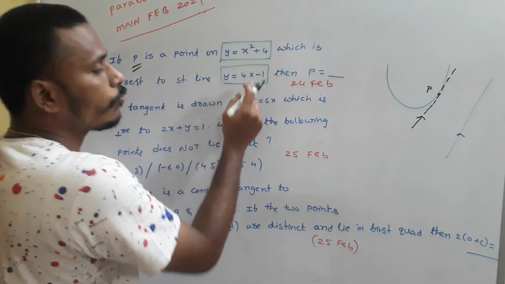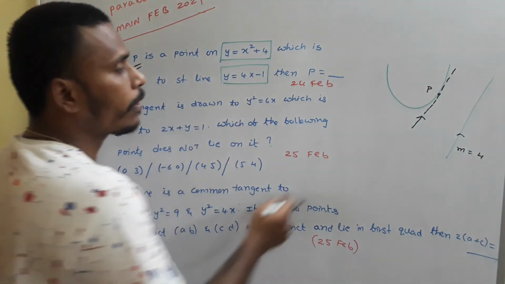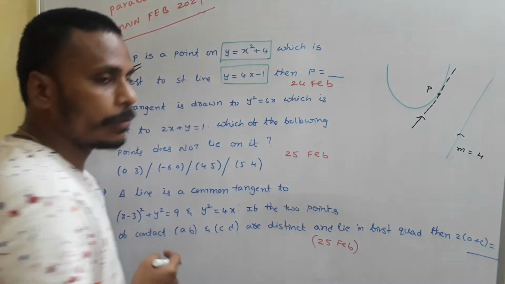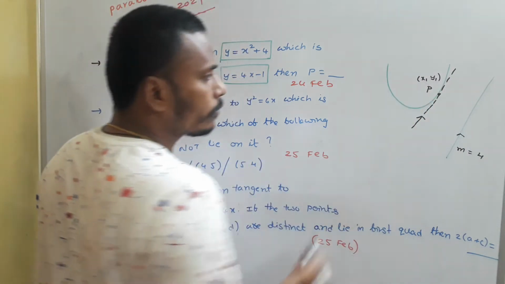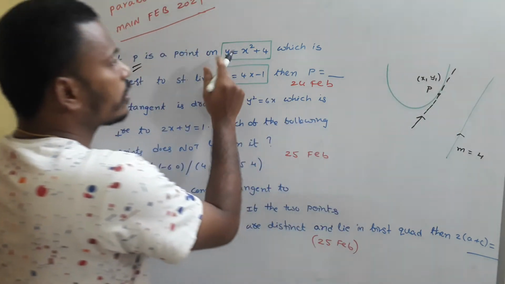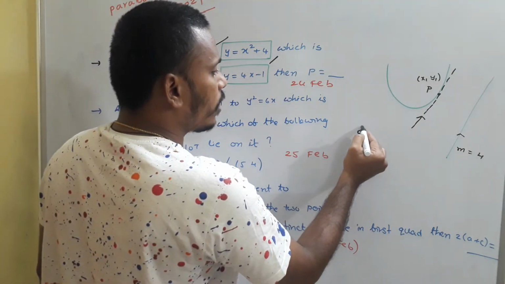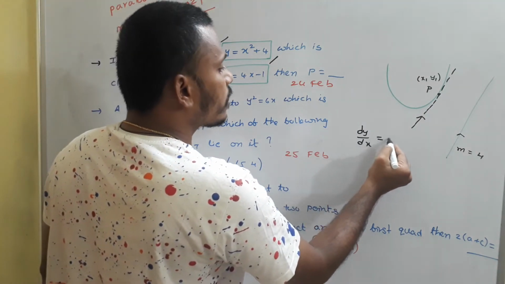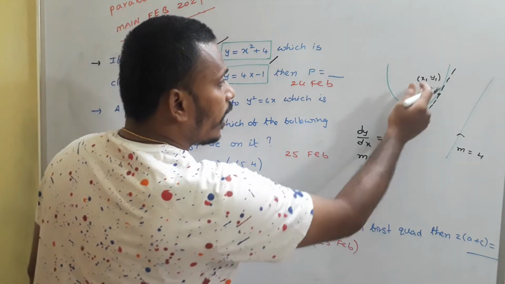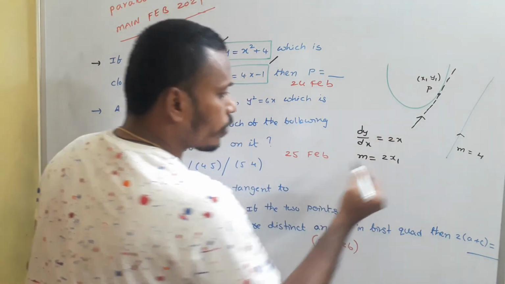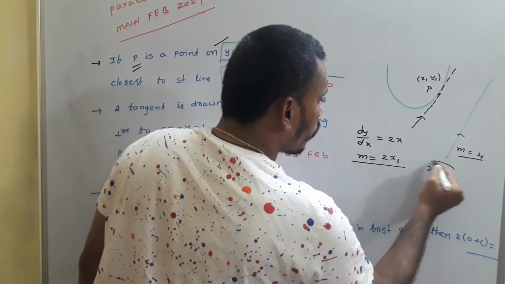The given line is y equals 4x minus 1. Clearly its slope is 4 when you compare with y equals mx plus c. Then what to say about the slope of the tangent at P? Suppose you don't know the point P, take it as some x1, y1. Since the curve is y equals x square plus 4, you just calculate y dash, or you may say dy by dx. dy by dx is simply 2x. Since dy by dx is 2x, the slope of the tangent at the point x1, y1 is 2x1. You just equate this 2x1 with 4, then we get x1 equals 2.